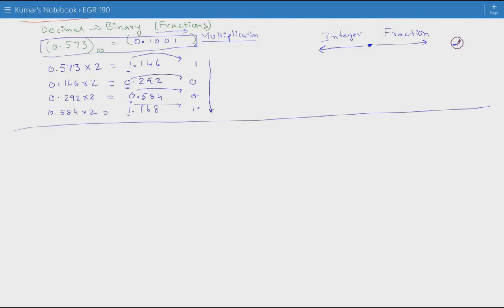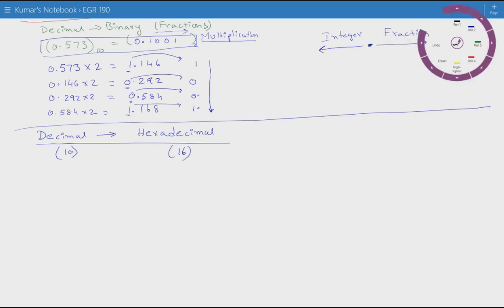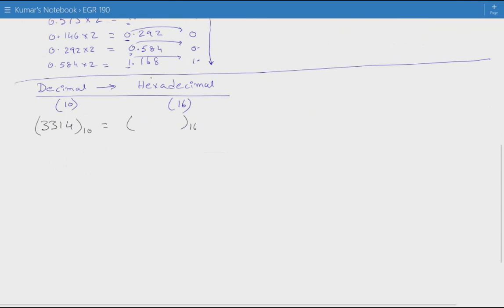And one other quick conversion we're going to see is decimal to hexadecimal. This has a radix of 10, this has a radix of 16. So let's look into a number. I'm going to take a number, something like 3314, a random number I took, and this has radix of 10. We need to write it in a radix of 16. Same as before, take this 3314 divided by 16 and find the quotient and remainder.